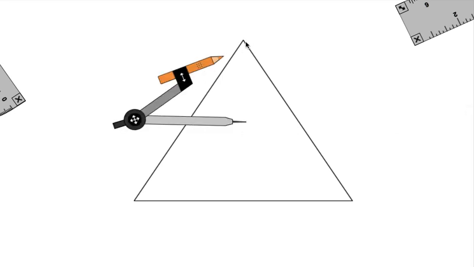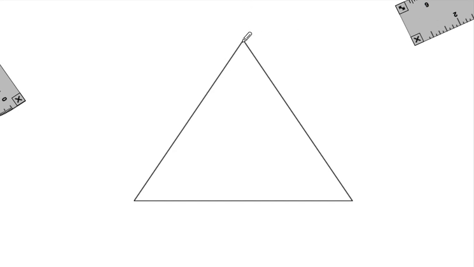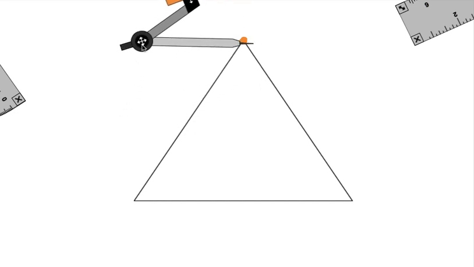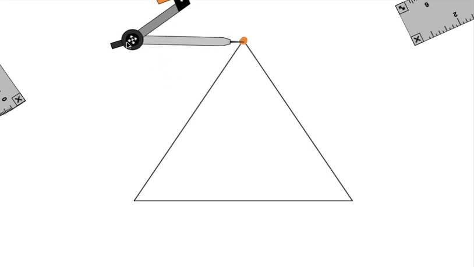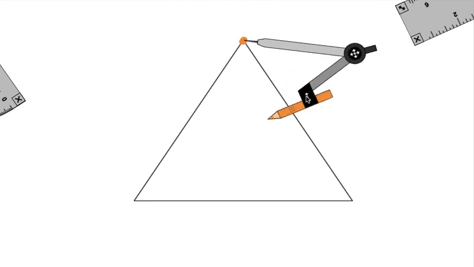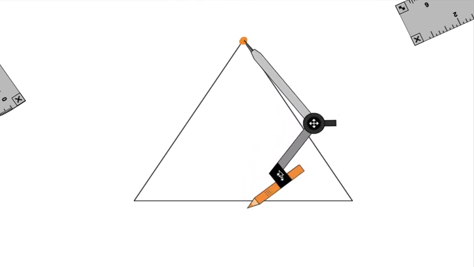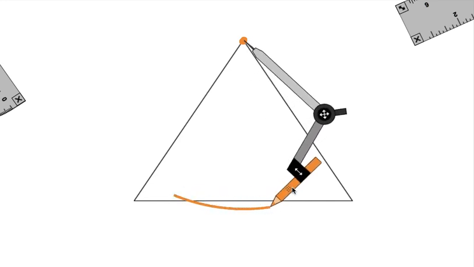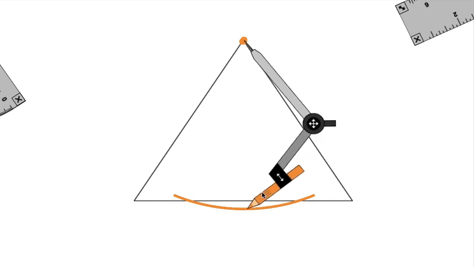So to be perpendicular from a point, I'm going to be looking at a particular point, and for this instance, let's use this vertex on top. So with my compass, I'm going to put the point of my compass on that vertex of the triangle, and then I'm going to extend my compass so that it goes past the opposite line. In order to make a line that's perpendicular through that point, I'm going to mark an arc on that opposite side of the triangle.